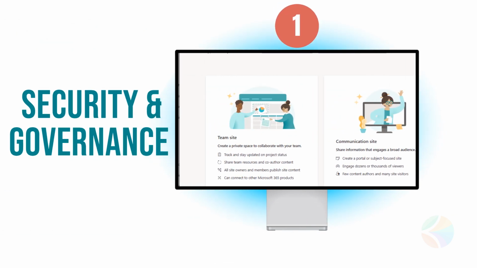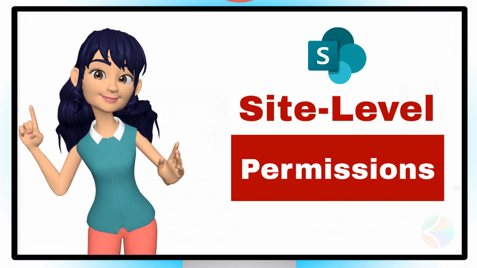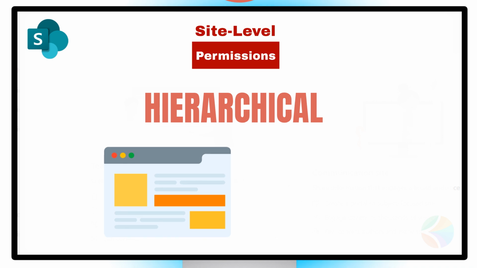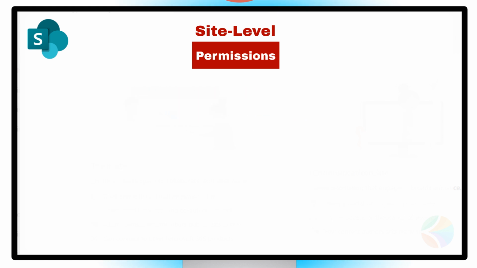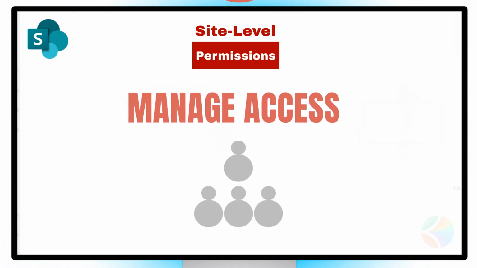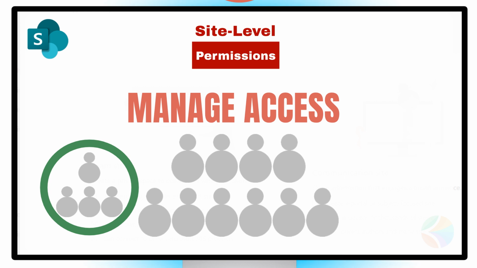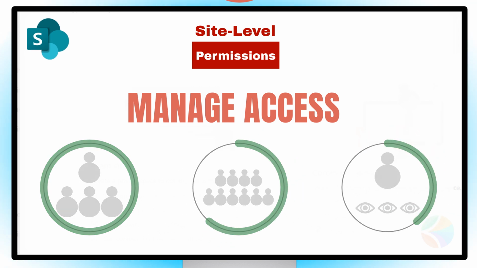Now let's talk about one of the most critical aspects of SharePoint, security and governance. SharePoint site level permissions. Permissions in SharePoint are hierarchical, starting from the site and cascading down to libraries, lists, and individual items. SharePoint uses default groups to manage access, like full control to site owners, edit permissions to site members, and read-only access to the site visitors.